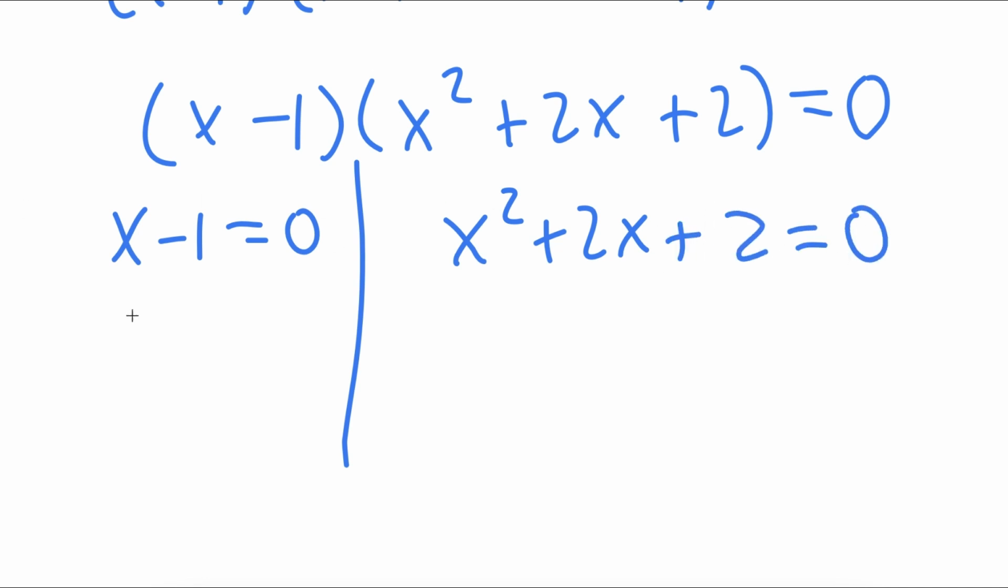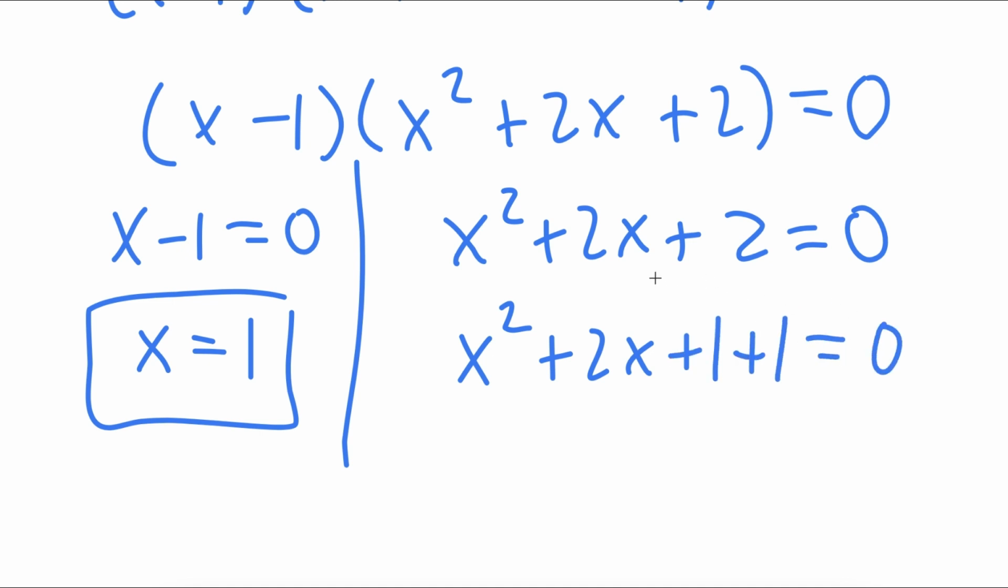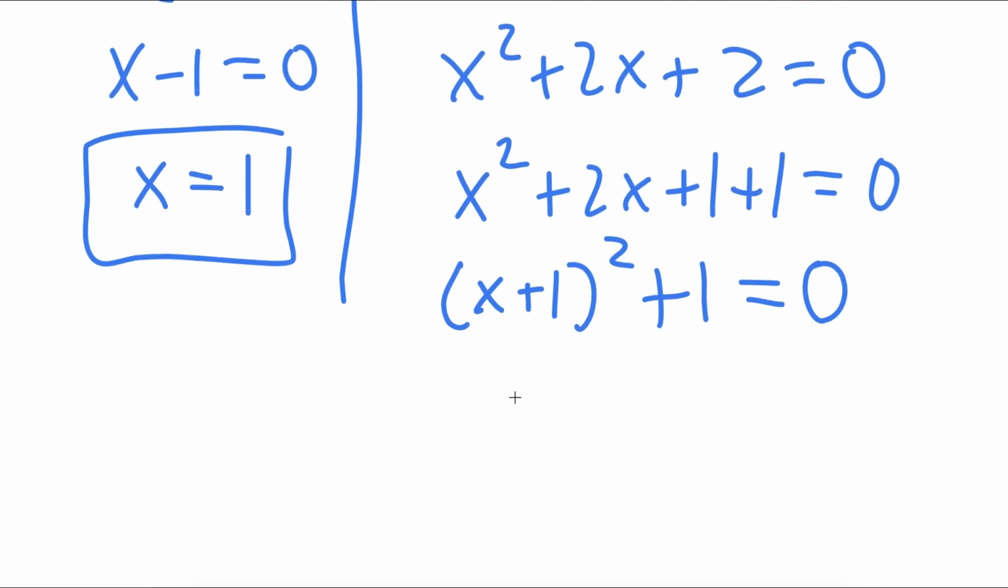So for x minus 1 equals 0, x is obviously equal to 1, so that's one solution of x. And for x squared plus 2x plus 2 equals 0, I'm going to rewrite 2 as 1 plus 1. So now x squared plus 2x plus 1, that's the same thing as x plus 1 squared. So I have x plus 1 squared plus 1 is equal to 0, meaning x plus 1 squared is equal to negative 1.